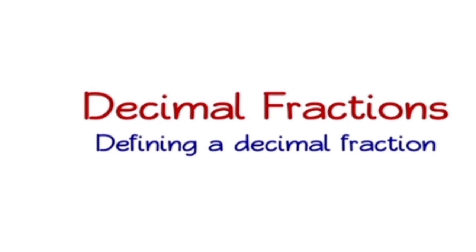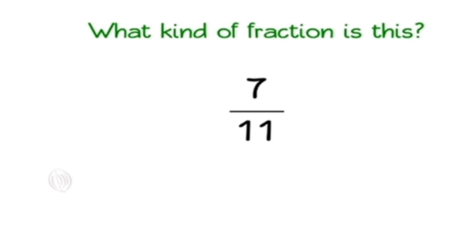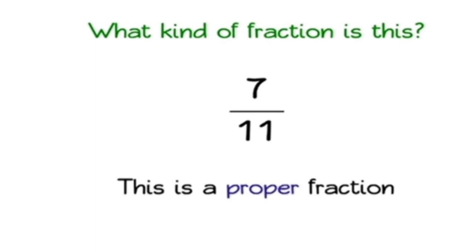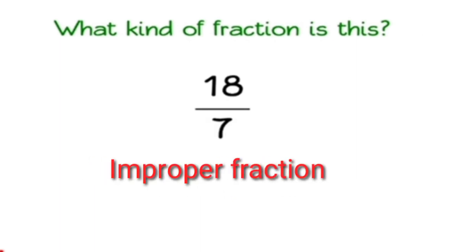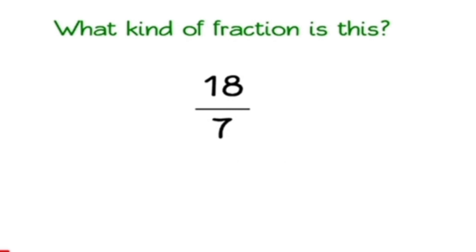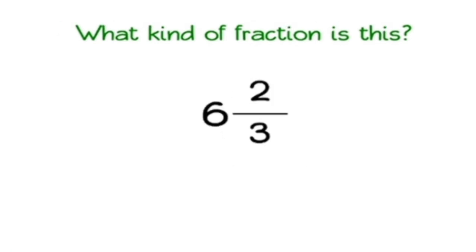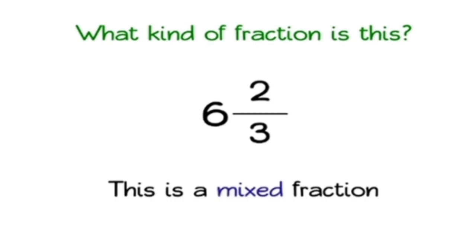Define a decimal fraction. See, what kind of fraction is this? 7 by 11, upper one is small, down one is greater. This type of fraction we can tell is a proper fraction. See another fraction, 18 by 7. Yes, it is an improper fraction. See another fraction, 6 whole 2 by 3. It is a mixed fraction.